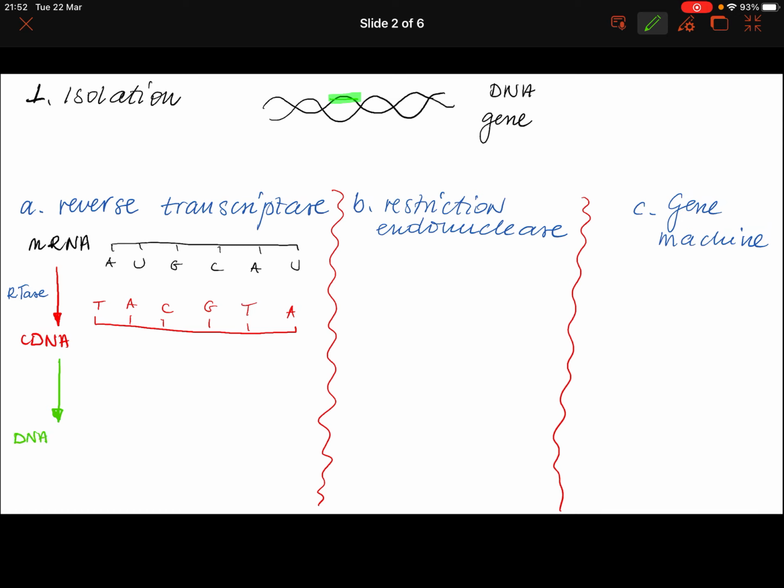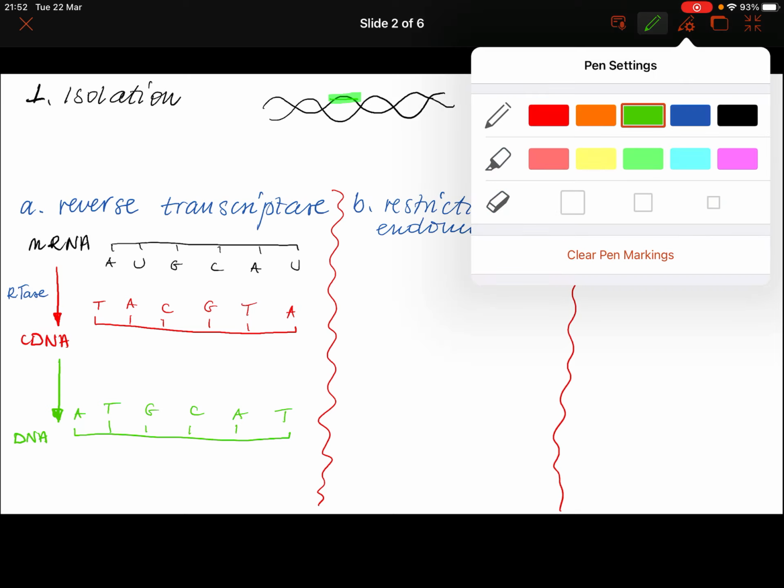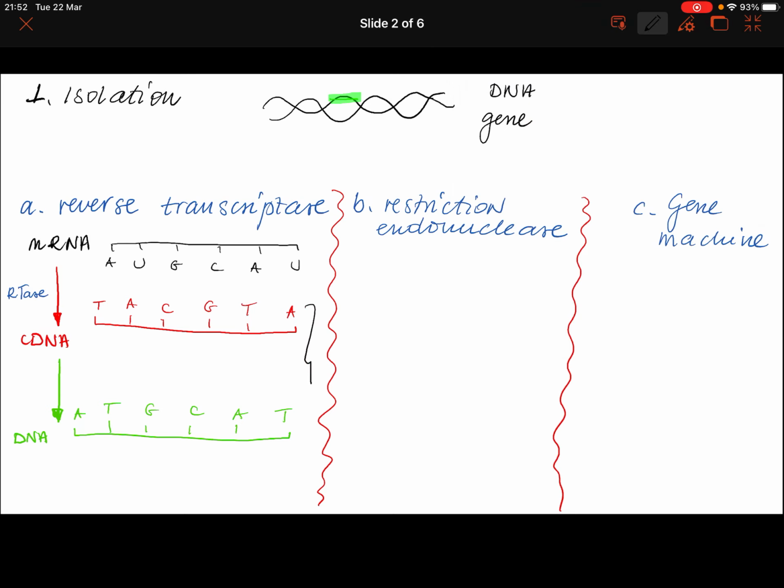So as we can predict here, we will need the help of another enzyme. So thymine will go with adenine, adenine with thymine, cytosine with guanine, guanine with cytosine, thymine with adenine, and adenine with thymine. Of course, the enzyme here that will allow for this double-stranded DNA to be achieved. So there we go, our double-stranded DNA. It's, of course, DNA polymerase.